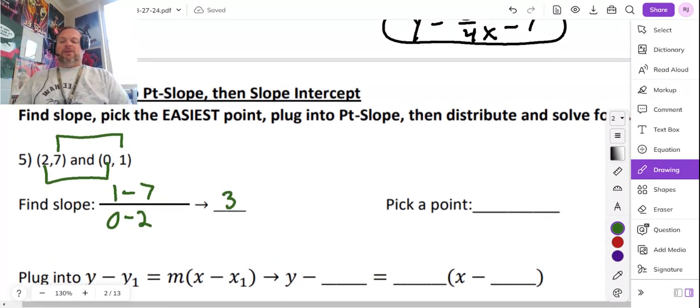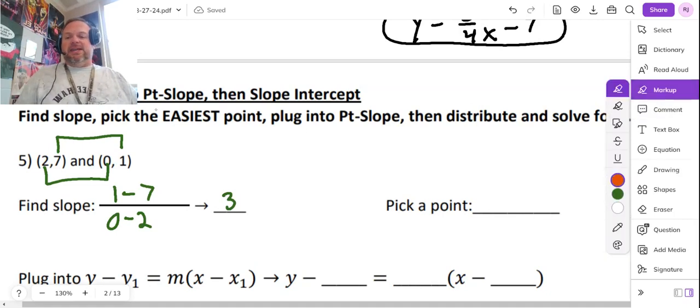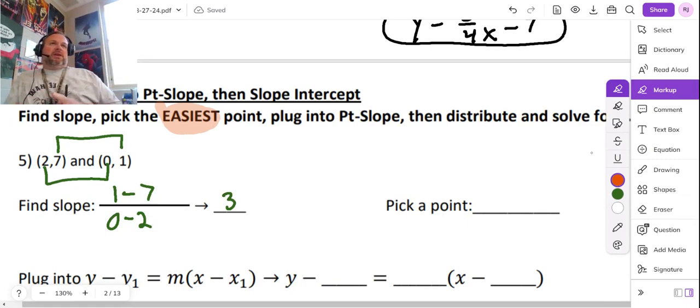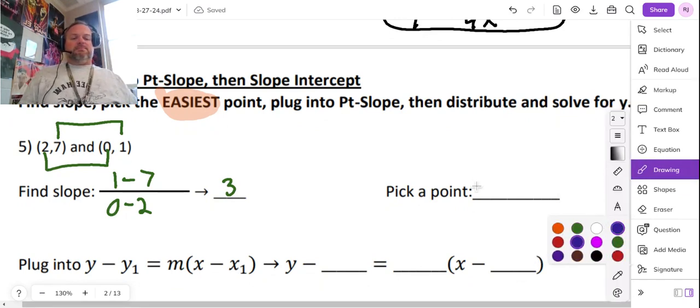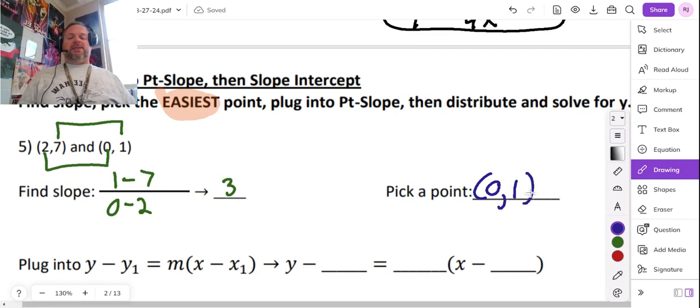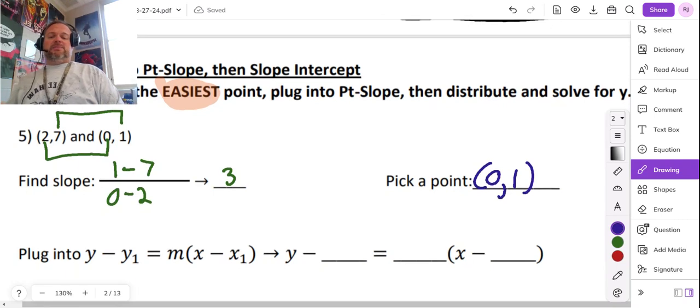Now, in our directions here, it says pick the easiest point. Okay? Now, on the test, I'll probably tell you what point to pick because I'm going to pick the easiest one for you. Okay? If I had to choose, 2, 7, or 0, 1, which one looks like the easiest one to deal with? 0, 1, yeah, because when we plug this in, it's going to be a lot easier to do stuff.